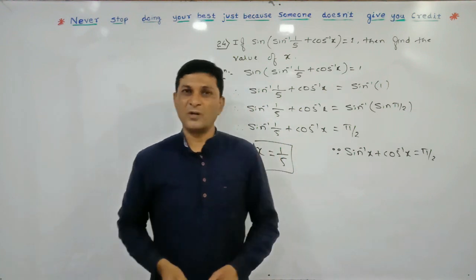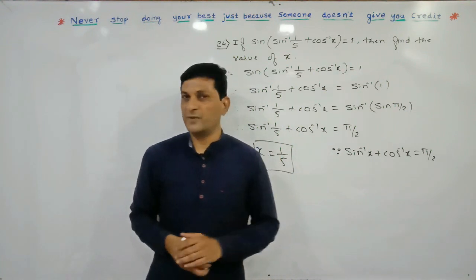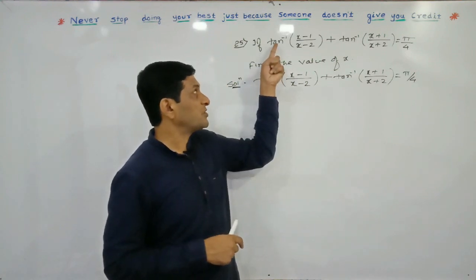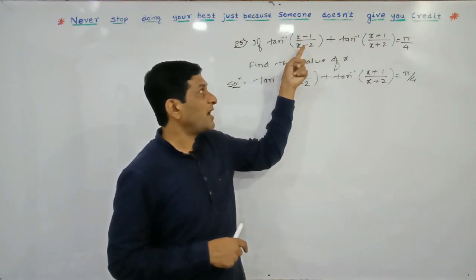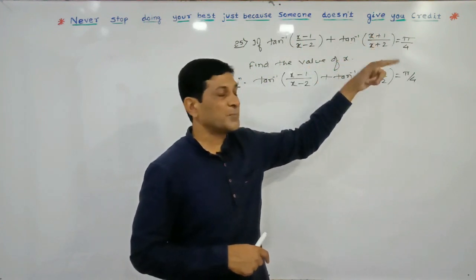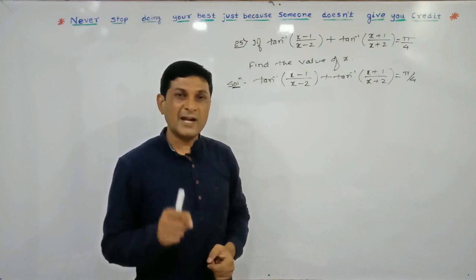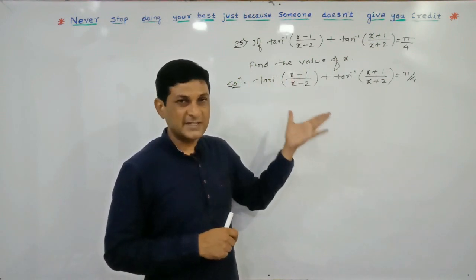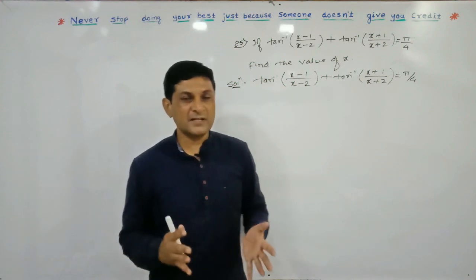In this way we have got the value of x, solving the given equation. In this example, one equation is given to us. Observe the given equation: tan inverse of x minus 1 upon x minus 2 plus tan inverse of x plus 1 upon x plus 2 is equal to pi by 4. And solving this equation, we have to find out the value of x. So first we have considered the given equation. Now let us simplify it.